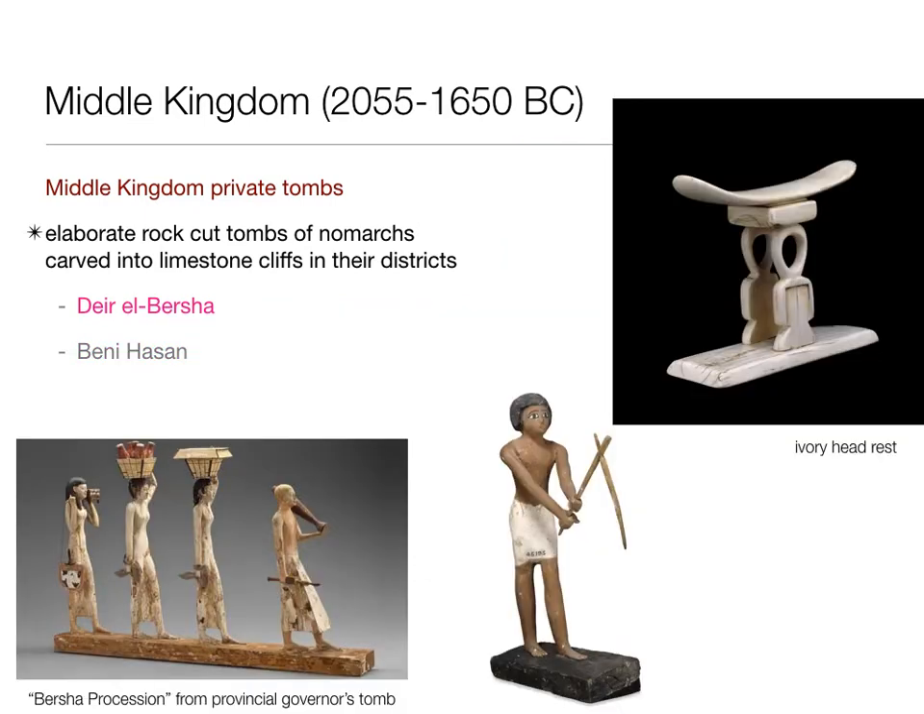More of these models of individuals. Here you see a procession. It's called a Bersha procession. It's a provincial governor's tomb, and they're bringing goods to the governor. And again, somebody farming with farm tools, and you see some of the wealth items like an ivory headrest, ivory coming from trade in Nubia and Africa. So a lot of wealth items still accumulating in private hands.